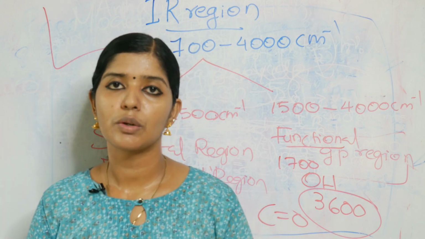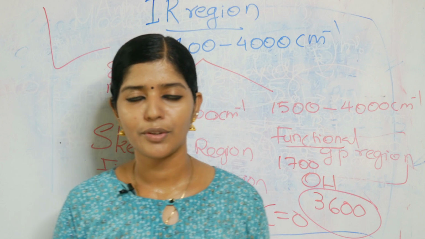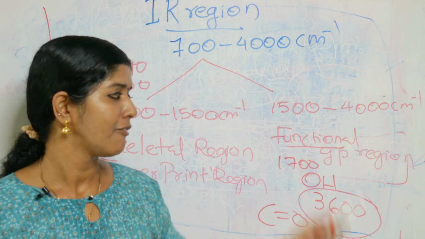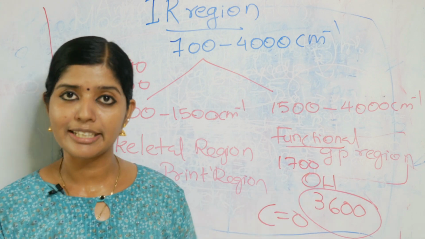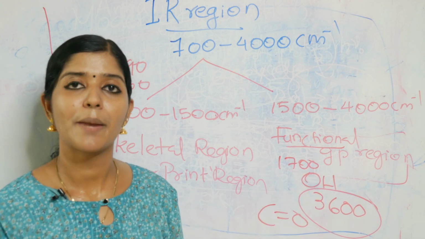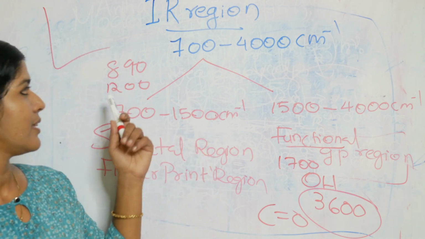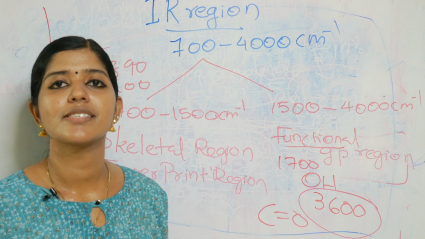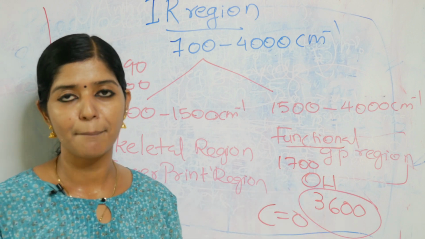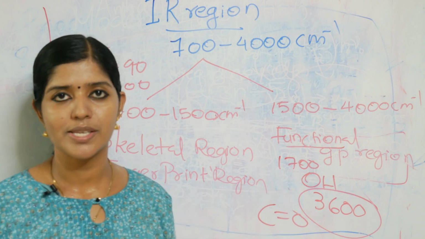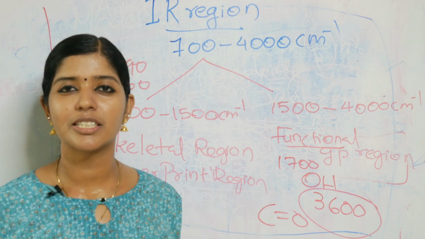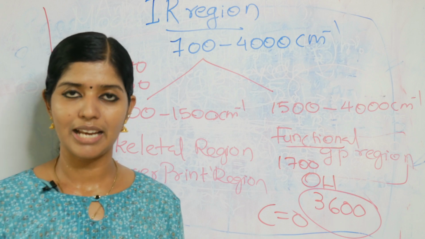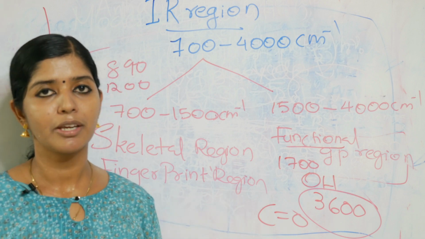So finally we can conclude that this is that particular molecule. So that is the purpose of this fingerprint region and functional group region. Functional group region helps us to identify which functional groups are present in our molecule, and this skeletal or fingerprint region helps us to identify which particular sample or material is given to us. Generally we have reference values of different molecules, and we'll be comparing with that library values, and finally we'll be coming to a conclusion.